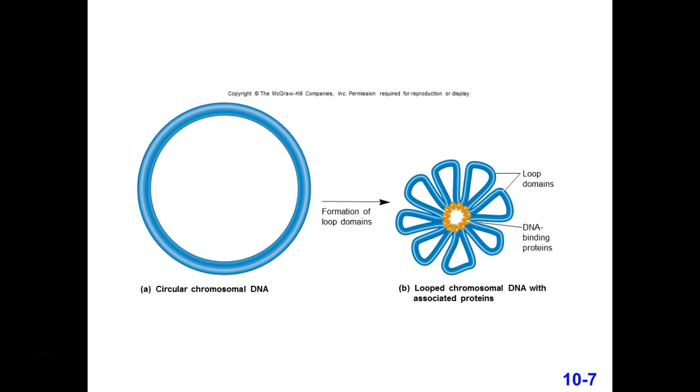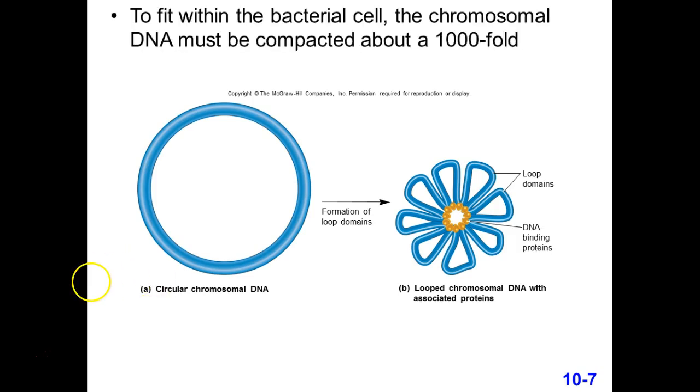And how it does that is it binds to these DNA binding proteins. And then the next level of compaction that bacteria do, and so for this level, from this circle to the loops, is 1,000-fold compaction in the size, right? So imagine that, you know, this is 1,000 meters. We just shrunk it down to 1 meter, right, by forming those loops.